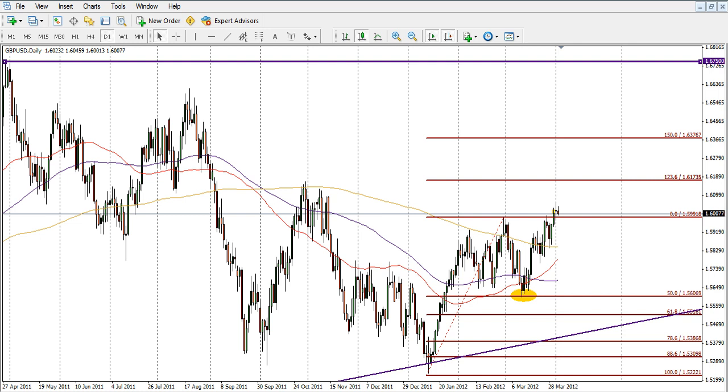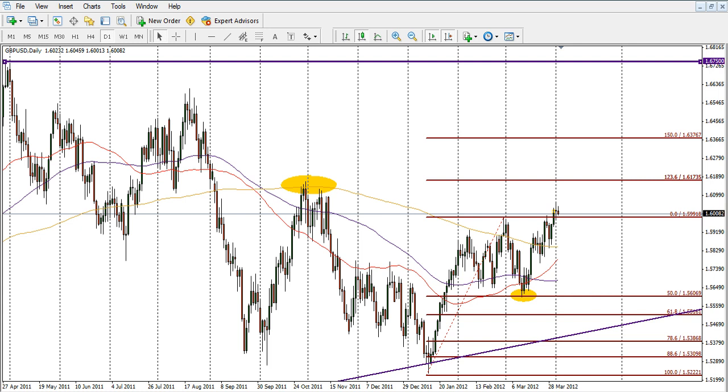So the next resistance zones in terms of a shorter time frame, the daily chart, will be the 123.6% extension at 1.6173, which funnily enough coincides with these previous highs as well. A nice little confluence area around here. And if we smash through that, then it will be that 150 level, and then these highs over here.